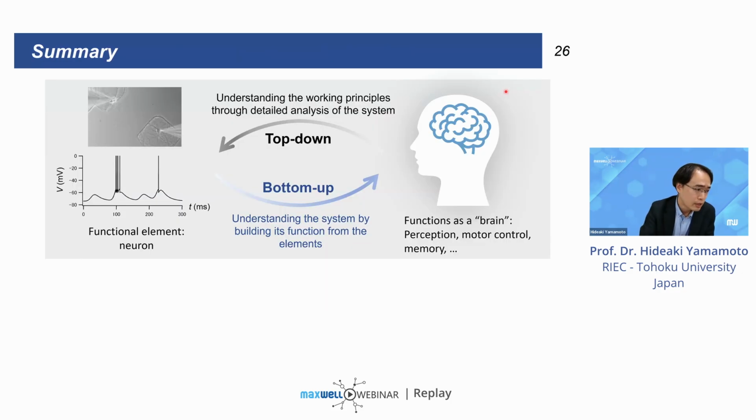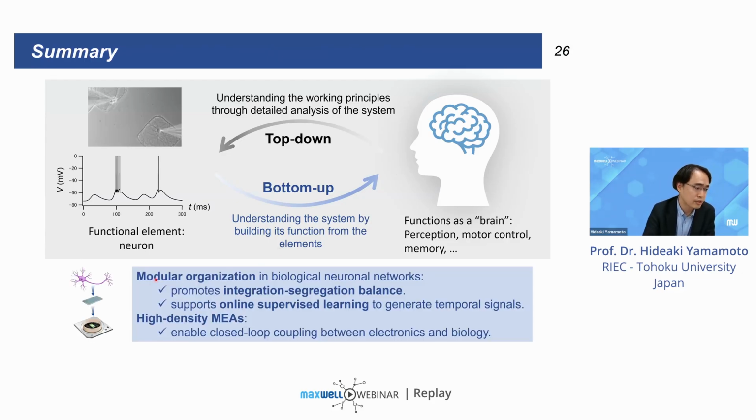So my point today is that a combination of cell engineering and high-density MEAs gives us a way to better understand the function of neural networks in the so-called bottom-up approach, where we try to understand the system by building it from the elements. And today I showed that it can be used to understand several aspects of modular organization, that they promote integration-segregation balance, and also supports online supervised learning to generate temporal signals. And here, high-density MEAs enable closed-loop coupling between electronics and biology.